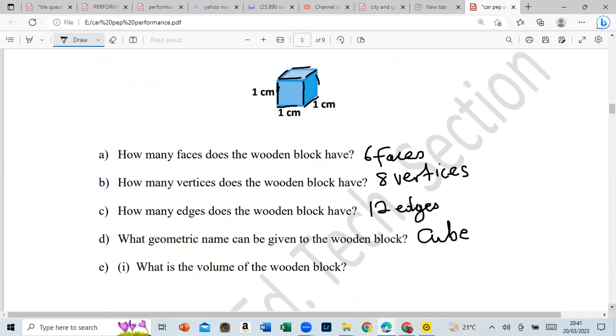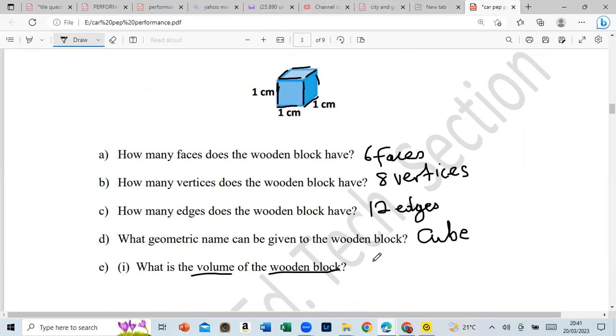Alright, and the last one says, what is the volume of the wooden block? Very important. What does volume mean? It's the amount of space it takes up. It's saying basically how many 1 by 1 by 1 centimeter cubes can fit into this. And the answer would be what?